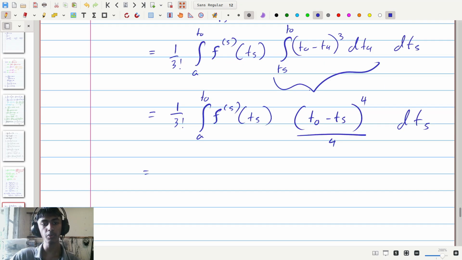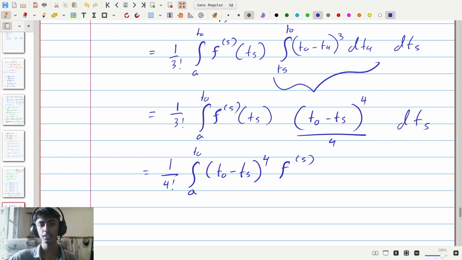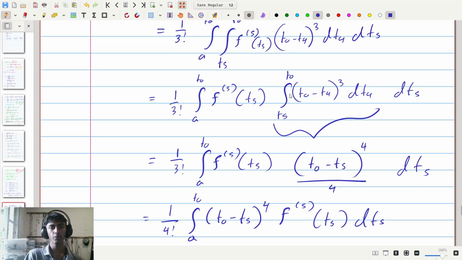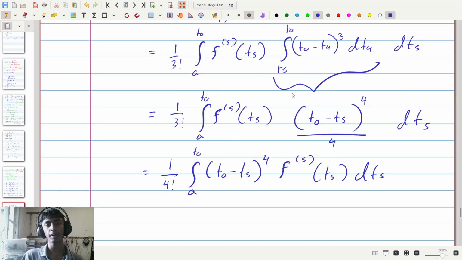We're going to take this 4 out, and we're going to take this 4, merge it with this 1 divided by 3 factorial as a 1 divided by 4 factorial, and then here I'm going to leave on the inside the integral from a up to t0 of t0 minus t5 to the 4th power times f fifth evaluated at t5 dt5. Now then, we can see that this is I5 or r sub 4 of t0. So we can write this as r sub 4 of t0.